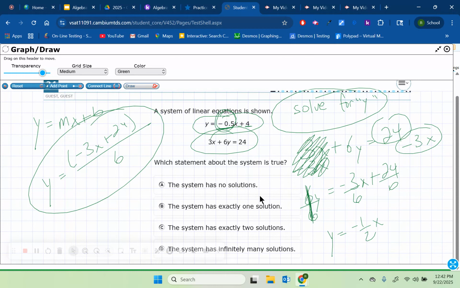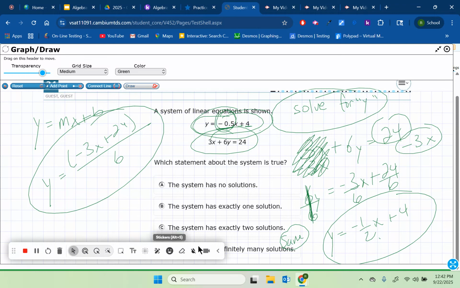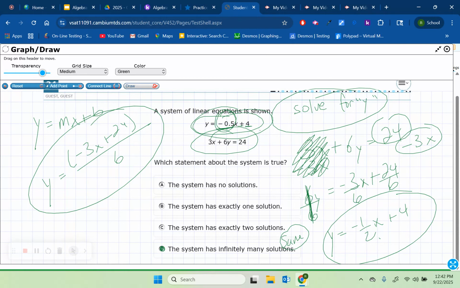What is negative 0.5x? It has the same slope. Plus, what is 24 divided by 6? It's a 4. If I can solve for y, I already know that these are the exact same equation, and so I know my answer already is this one. So if I graph this, I'm going to graph it both ways, this guy and this guy. So here you go. You guys ready? Let's look at the graphs.